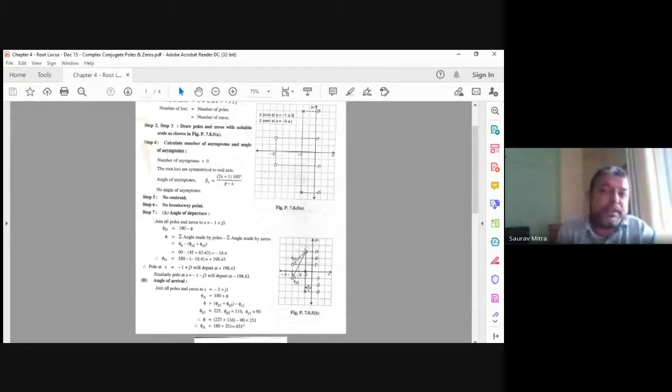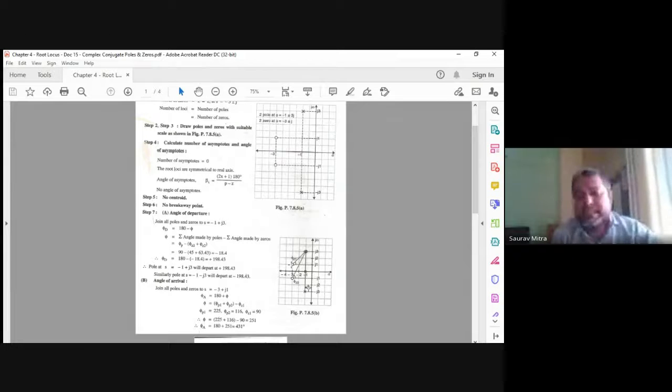So this is a very complex set of numerical where there are two imaginary poles and two imaginary zeros, and how to calculate the angle of departure from the imaginary poles, and how to calculate the angle of arrival to the complex zero, that we will see in this case.